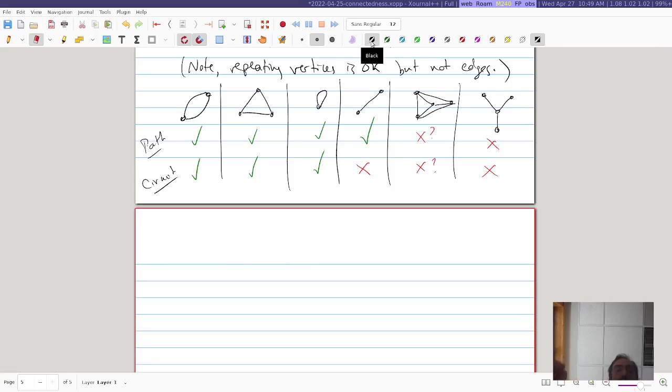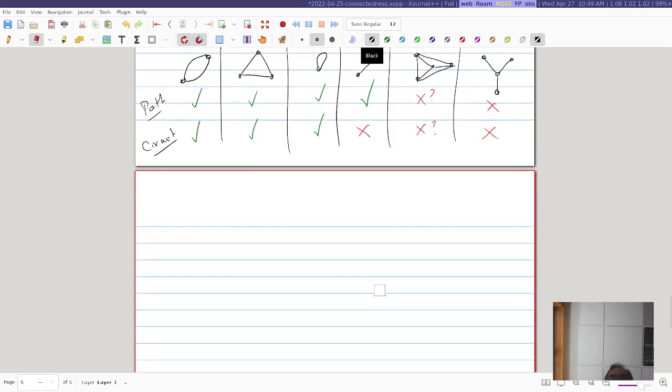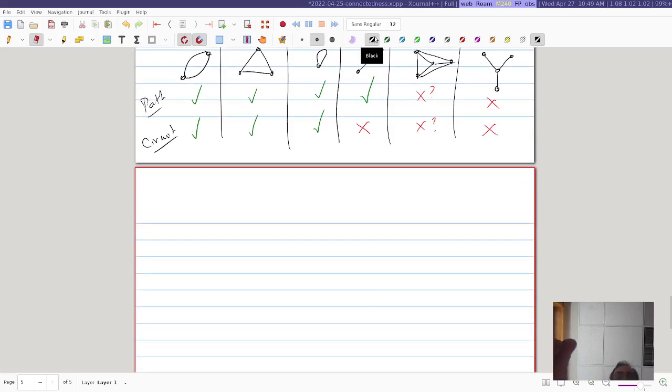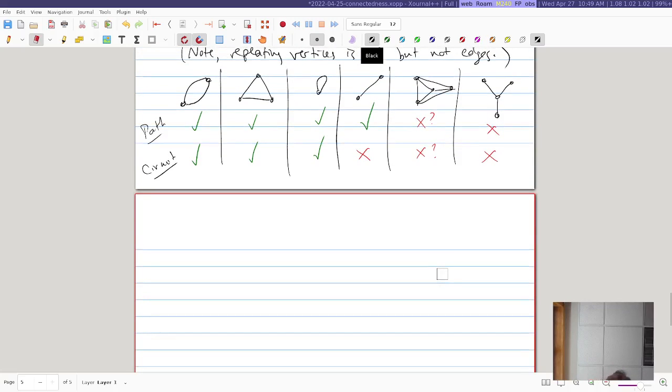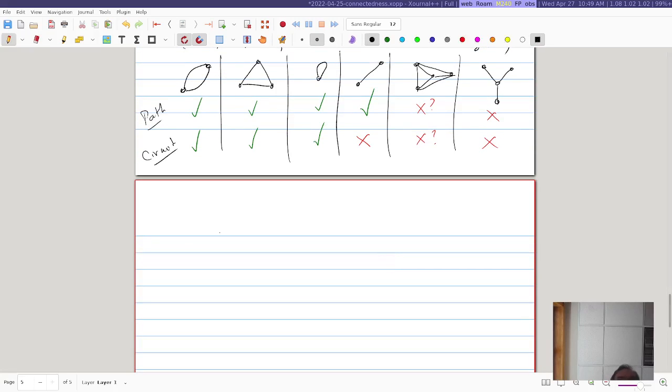Okay, so I want to explore this idea. So we will come back to Grace's idea later, in fact. I want to explore this idea about the degrees of vertices. There was a reason that we talked about degrees earlier. I will make an observation.